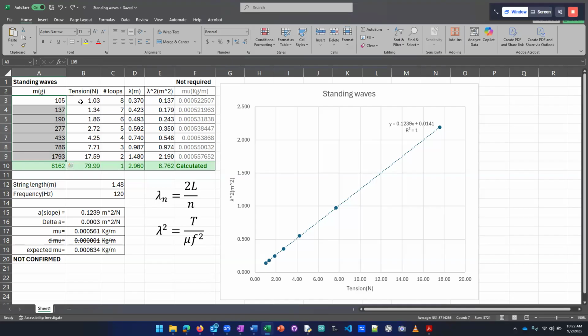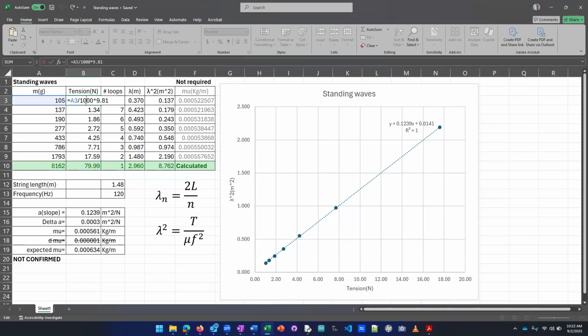And someone asked about tension. What exactly is tension? That would be the weight, so the mass times gravity, but the correct mass unit should be kilogram. So the tension calculation should be this column divided by 1,000, then times 9.8, right? So here, if I just go ahead and show the formula, A3 over 1,000 times 9.81. I did 9.81. All right, so that's tension.